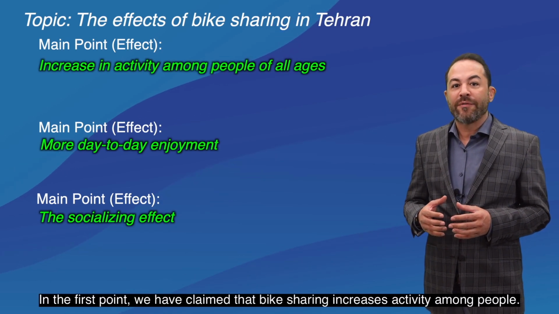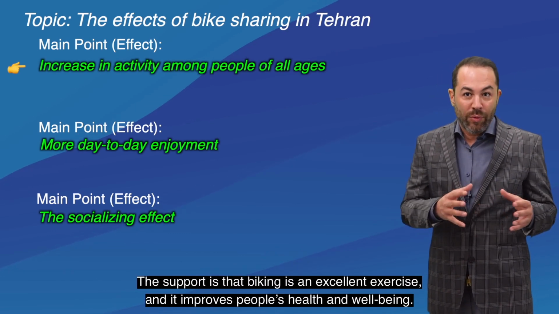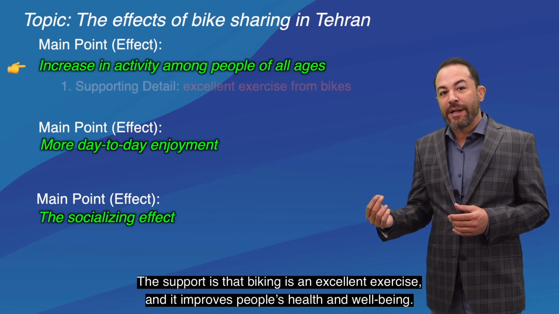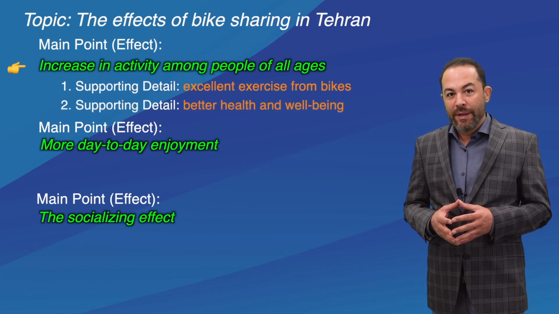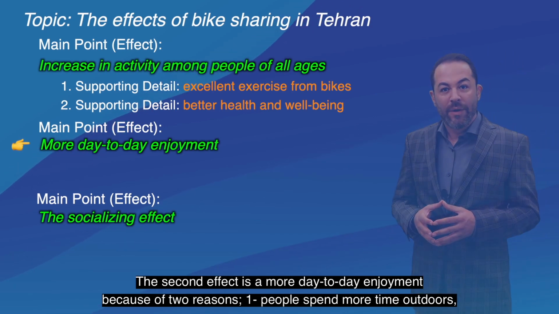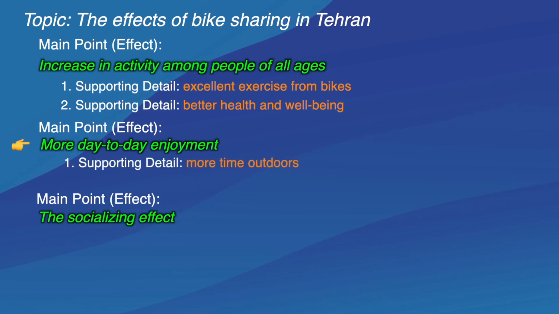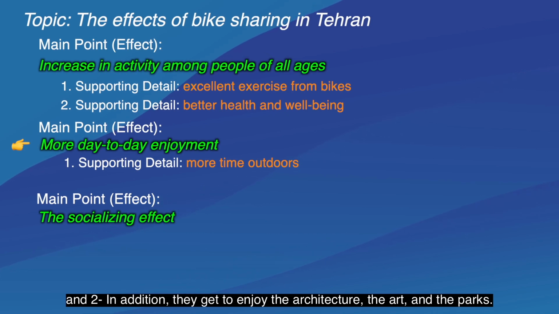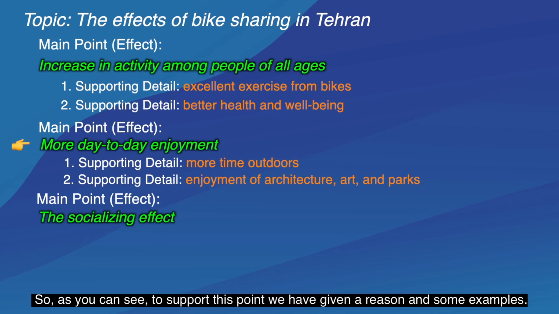In the first point, we have claimed that bike sharing increases activity among people. The support is that biking is an excellent exercise and it improves people's health and well-being. The second effect is a more day-to-day enjoyment because of 2 reasons. 1, people spend more time outdoors, and 2, in addition, they get to enjoy the architecture, the art, and the parks. So, as you can see, to support this point, we have given a reason and some examples.